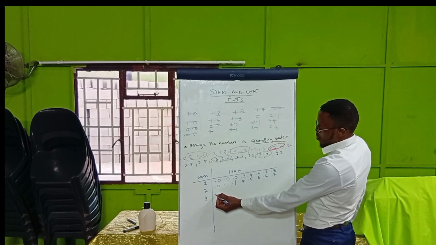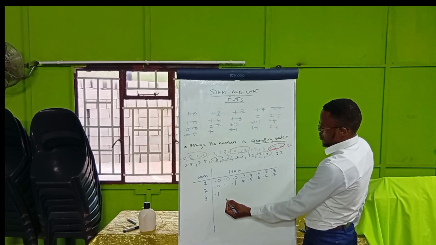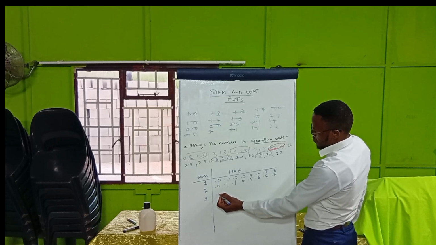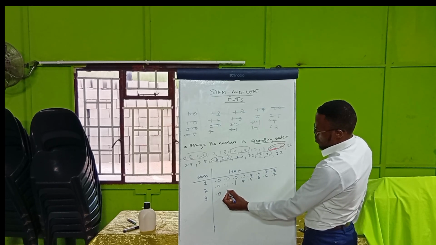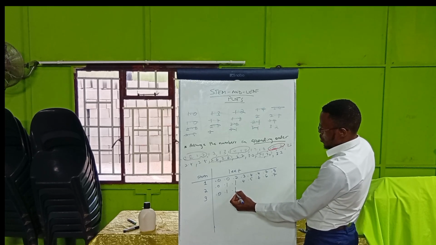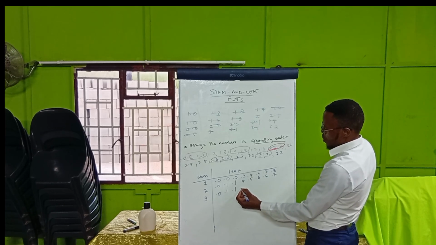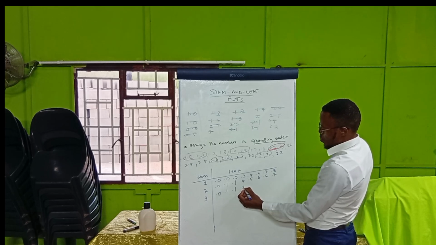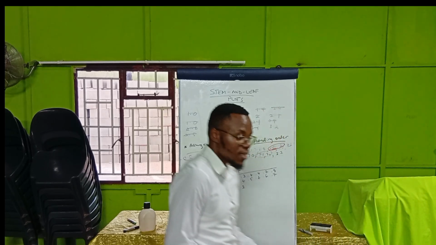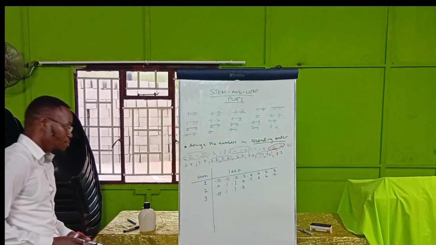So 3.0, 3.1, 3.1 and 3.2. So these are all the numbers represented in a stem and leaf plot.